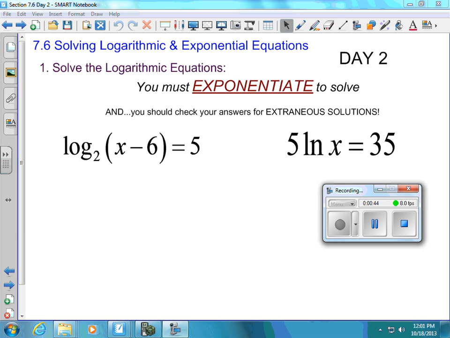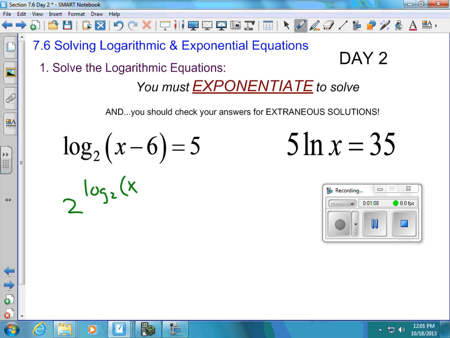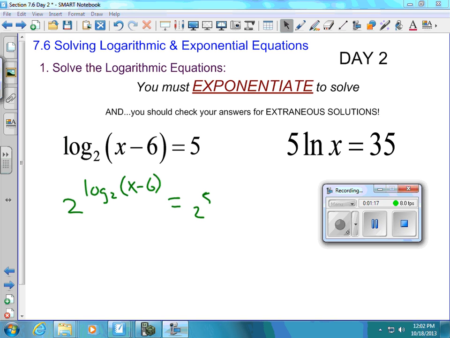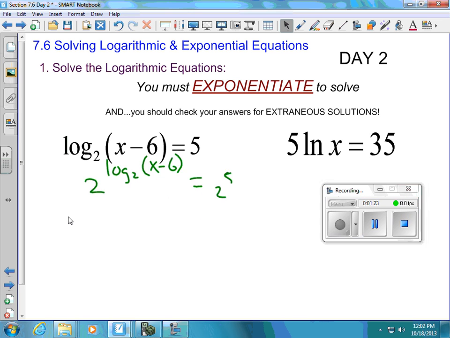So what do we mean by exponentiate? Once we get the logarithmic part isolated, which in the equation on the left, log base 2 of x minus 6 equals 5, the logarithm part is isolated. It's a log base of 2. What exponential base cancels out a logarithm base of 2? That's right, a base of 2. So if we raise each power, exponentiate both sides, that means raise each side as an exponent, then what we have now is a logarithm cancel out.